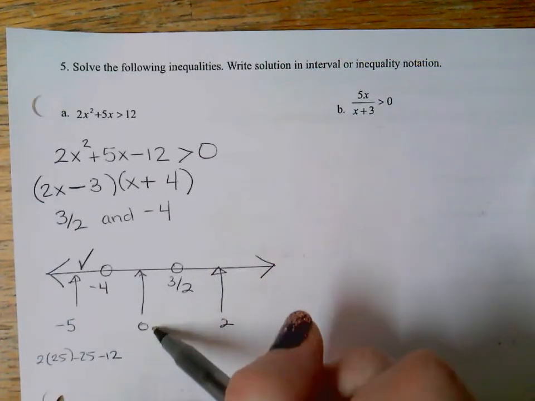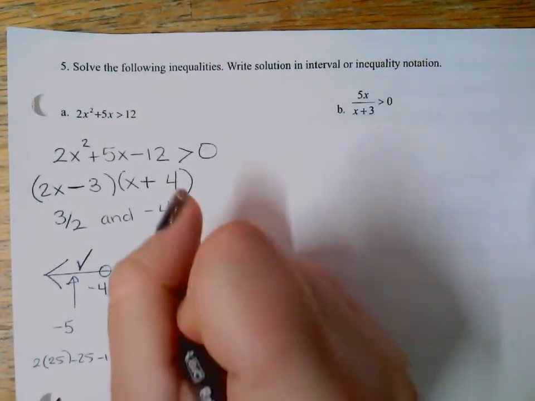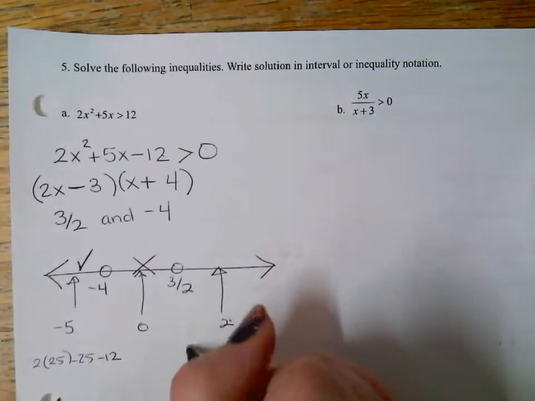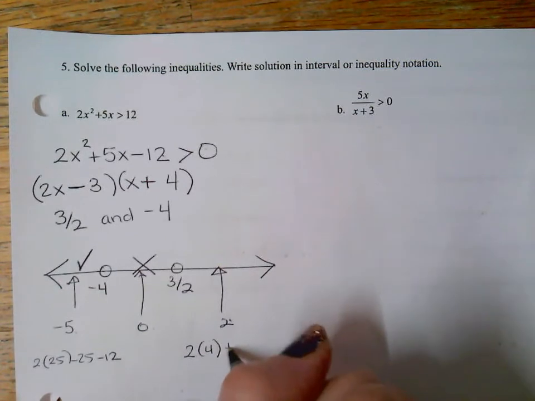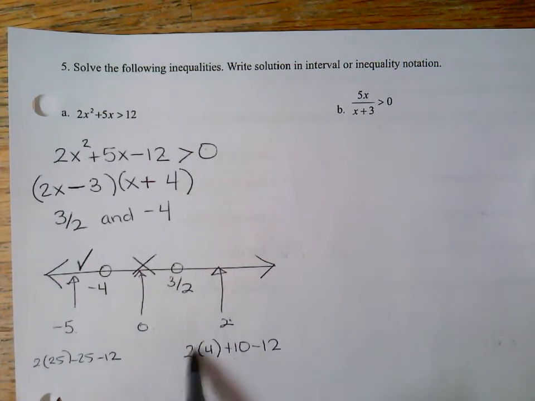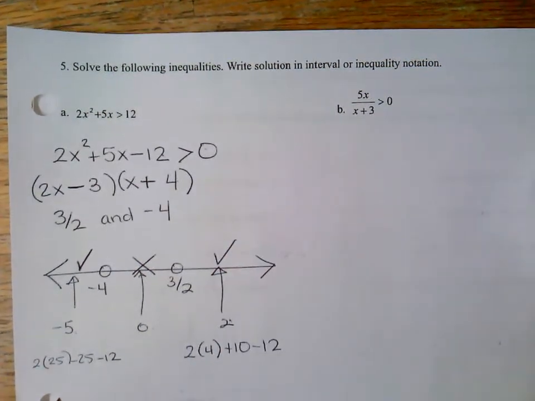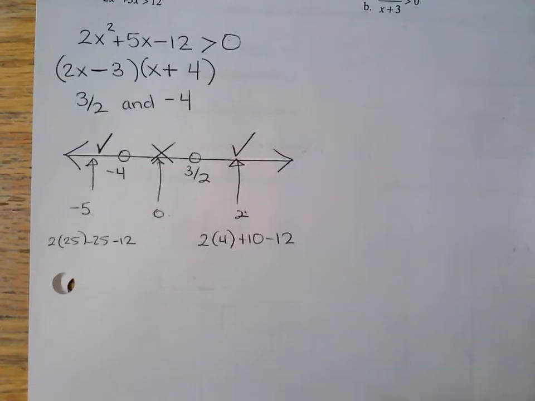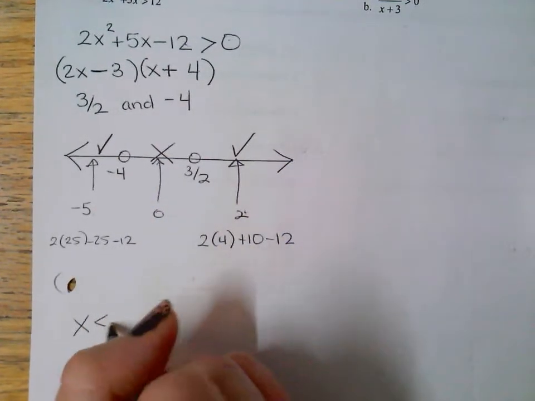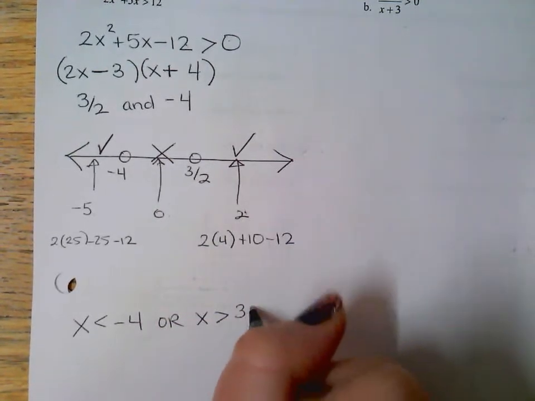What do I get when I plug in 0? I get negative 12, which is not positive. Doesn't work. What do I get when I plug in 2? I get 2 times 4 plus 10 minus 12. This is bigger than this, so this comes out positive. So it works. So the way you answer an inequality is with inequalities about these regions. So x is either less than negative 4 or x is greater than 3 halves.